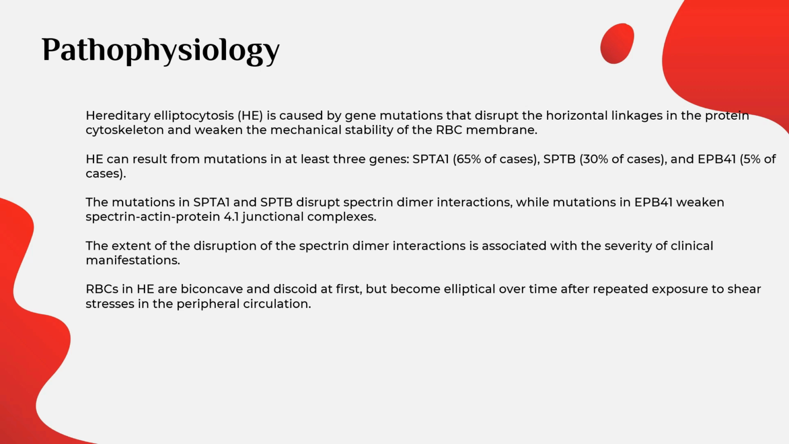RBCs in hereditary elliptocytosis are biconcave and discoid at first, but become elliptical over time after repeated exposure to shear stresses in the peripheral circulation.